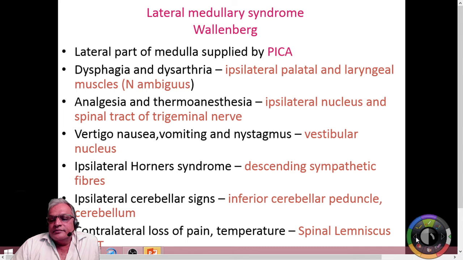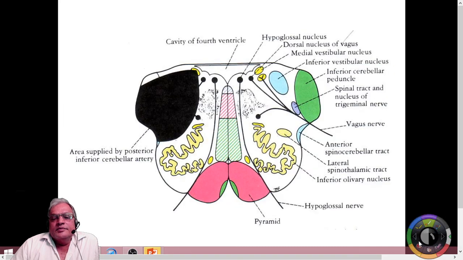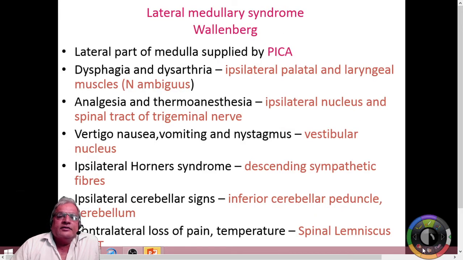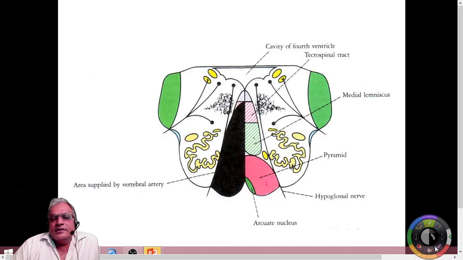So you find ipsilateral loss of pain and temperature in the area of the face, not the entire body. So that's what happens in case you have a lateral medullary syndrome or Wallenberg syndrome because of infarction of the posterior inferior cerebellar artery. Now we come to the next one.